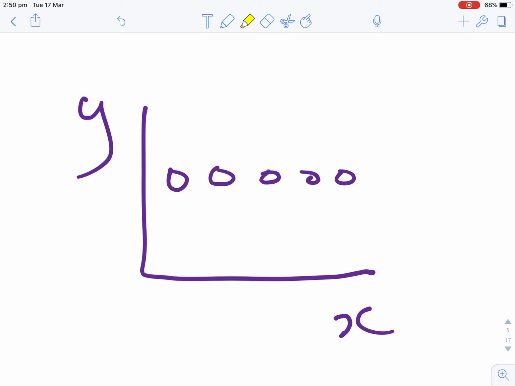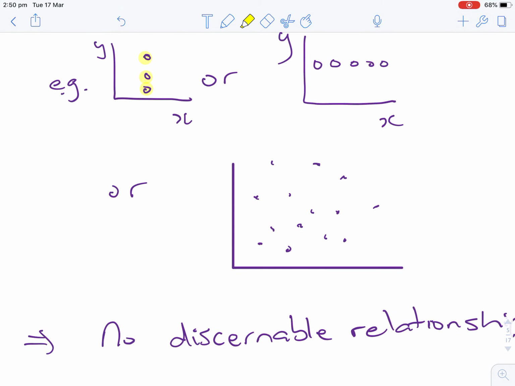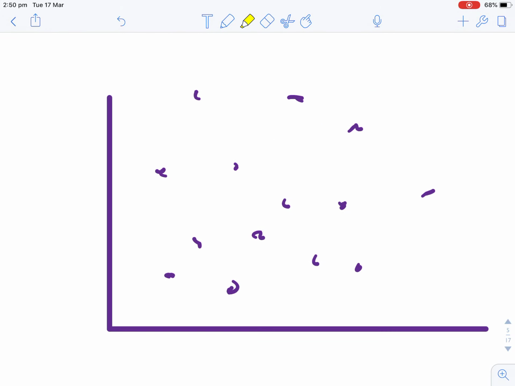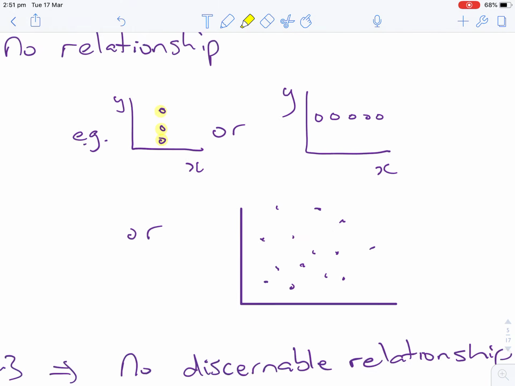If I had the same sort of thing but it was a horizontal line, it's the same deal. X is changing, but y never changes. So there is no actual relationship between the x and the y, and so therefore I would have an r equal to 0. And my third possibility for an r equals 0 is that I could have dots all over the place, and I can't even tell if I was going to put a line through that whether it would go up or down, and so in this case r would also be 0. So all three of those graphs would be represented with an r value of 0.